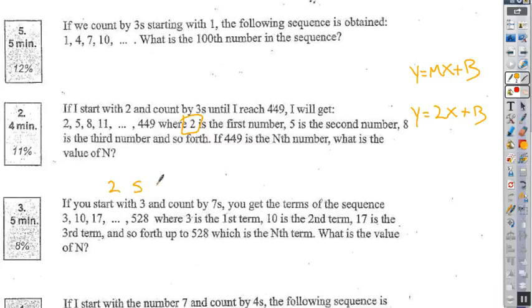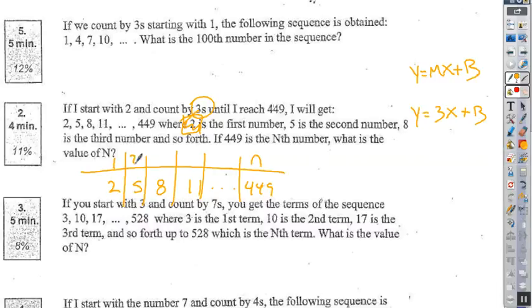I'm counting by 3s, shoot, my bad. I'm counting by 3s. So we have 2, 5, 8, 11, dot, dot, dot, and we get 449. And that's my n value.